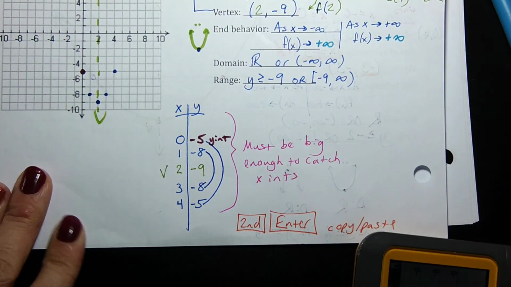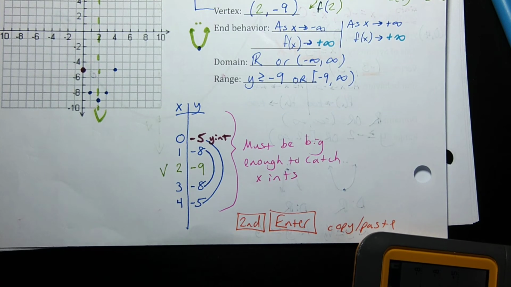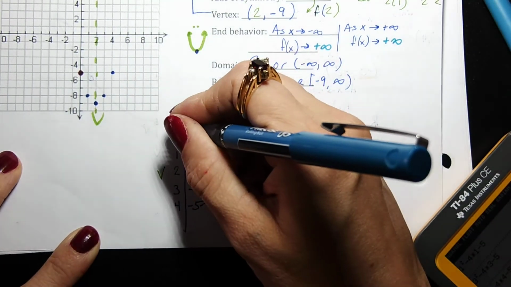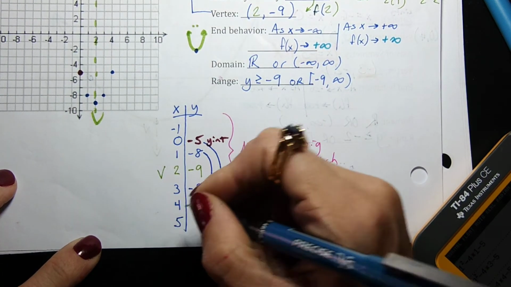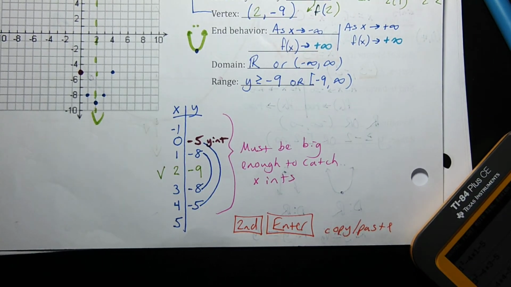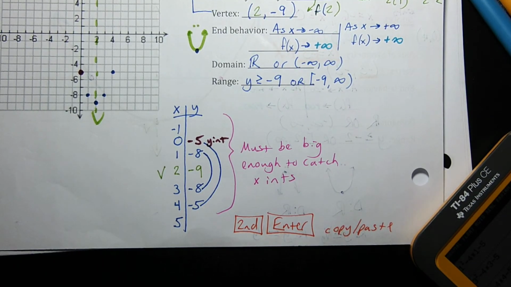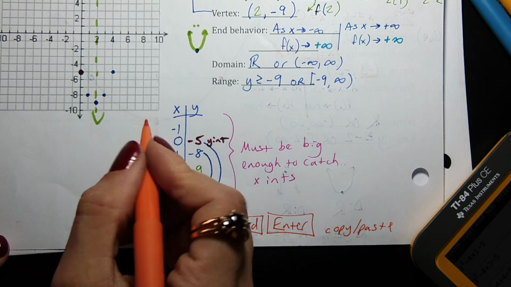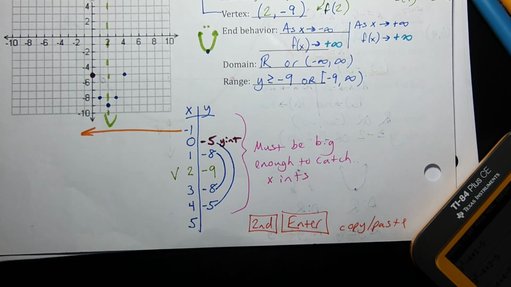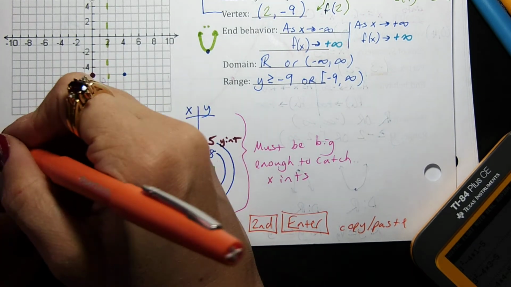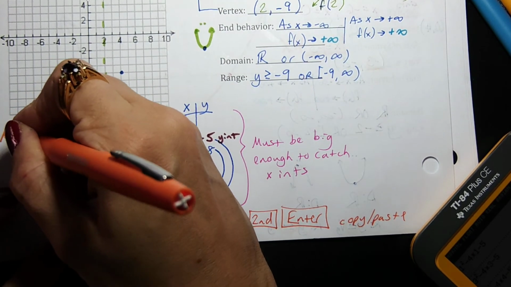So what this means is we have to go a little bit further to find our x-intercepts. Let's go another x value down and another x value up. Now, folks, here's the deal with these negatives. This is very, very important, and really the only thing that makes generating this table complicated. You have to use parentheses.